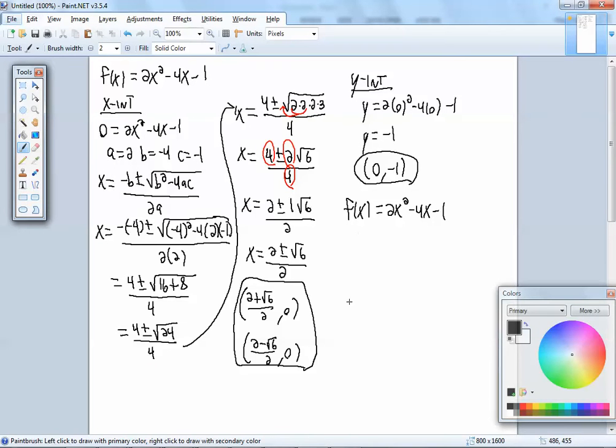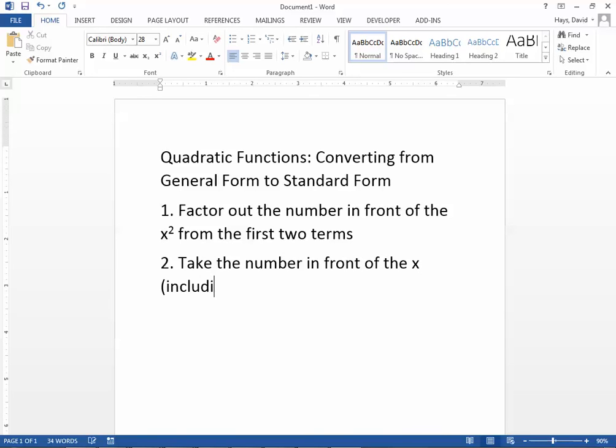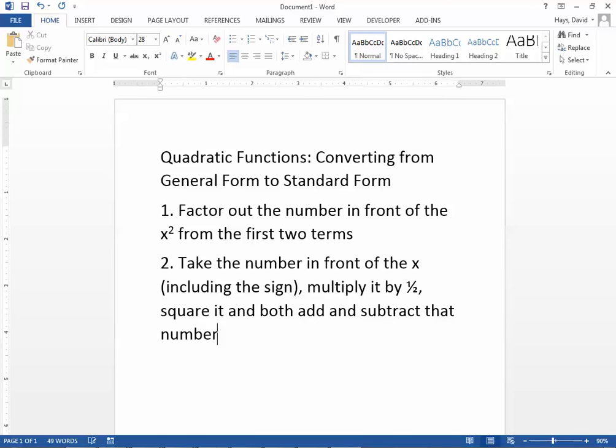Okay. So for this here, the number that's in front of our x squared is 2. So I'm going to factor that out from the first two terms. And that gives us x squared minus 2x. Now notice I don't touch the last term at all. Step 2, take the number in front of the x, including the sign, multiply it by 1/2, square it, and both add and subtract that number inside the parentheses.